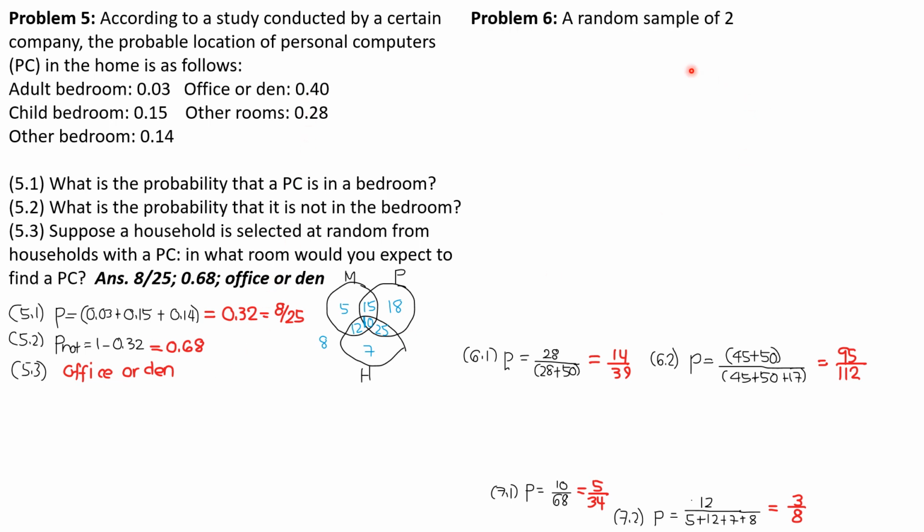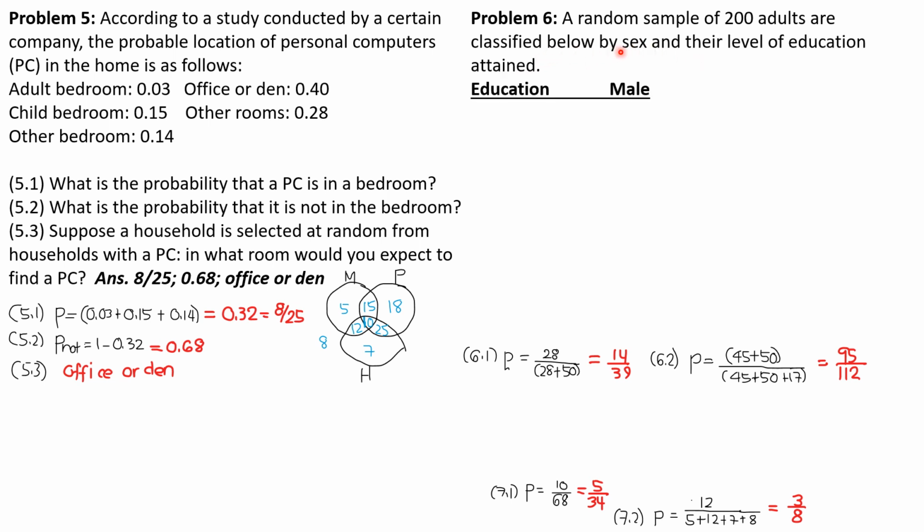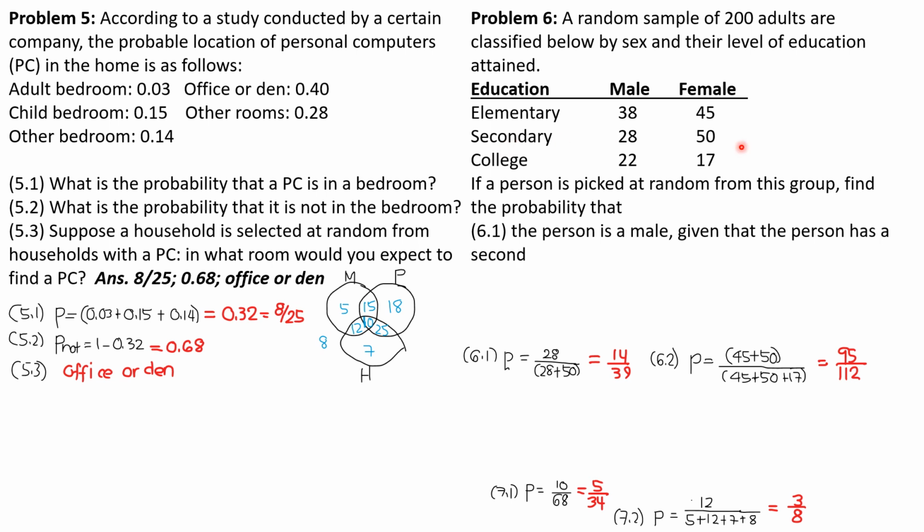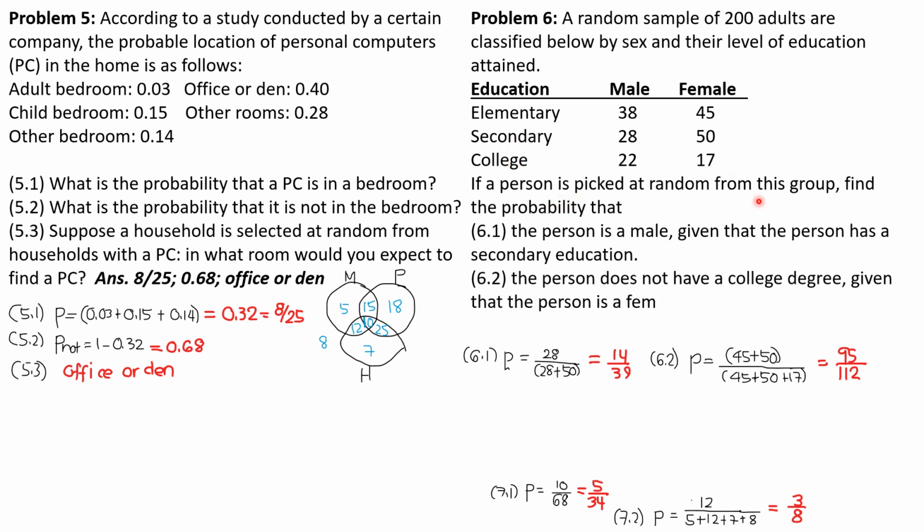Problem 6, a random sample of 200 adults are classified below by sex and their level of education attained. So we have here education, male, female, elementary, secondary, college. If a person is picked at random from this group, find the probability that 6.1, the person is a male, given that the person has a secondary education. So the person is a male with secondary education.